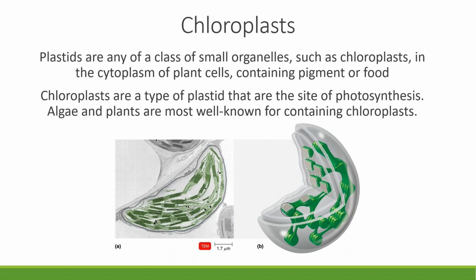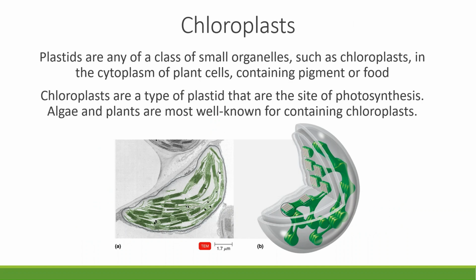The chloroplasts are part of a group of organelles referred to as plastids. This is a class of small organelles such as chloroplasts, which exist in the cytoplasm of plant cells, which is another type of eukaryotic cell. They contain pigments that are used in photosynthesis within the cell of algae or plants.